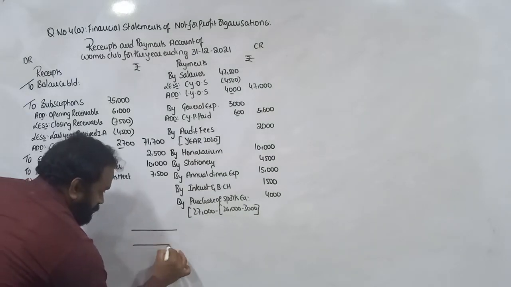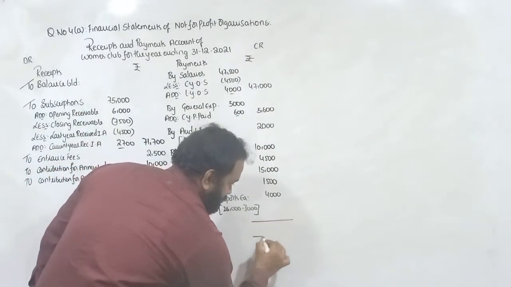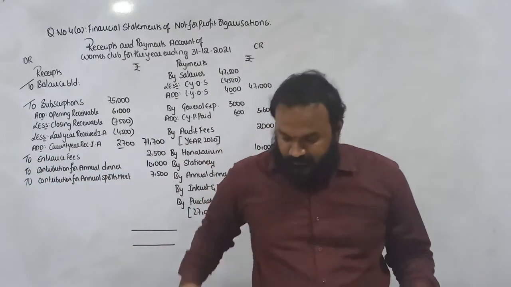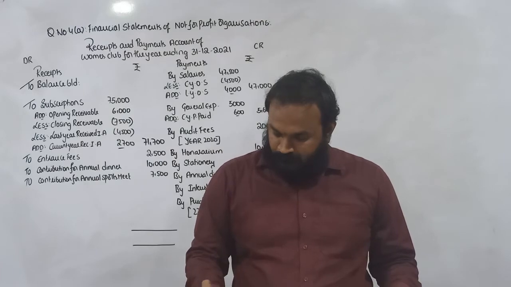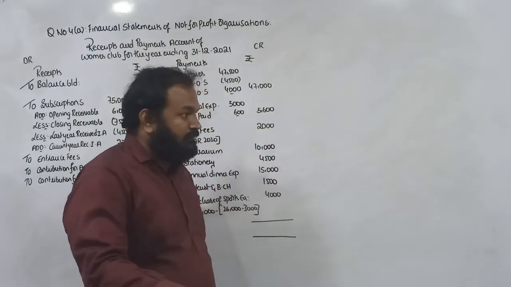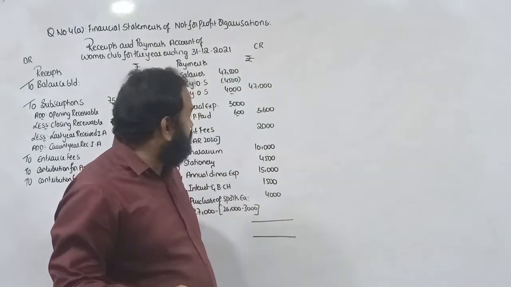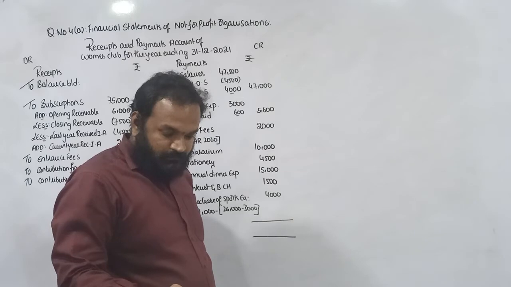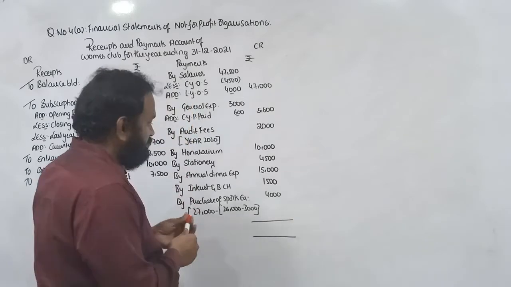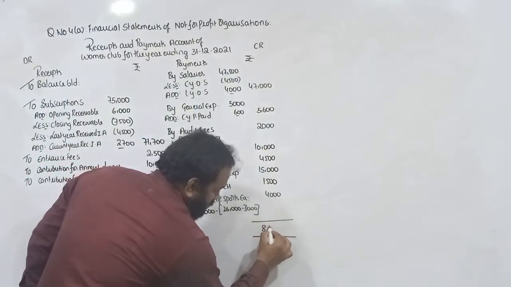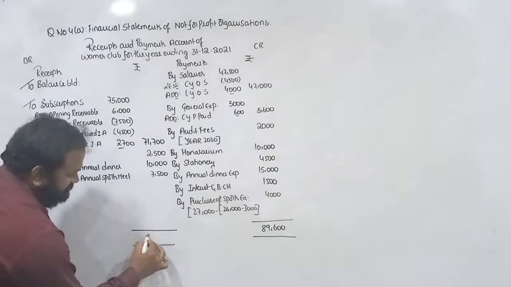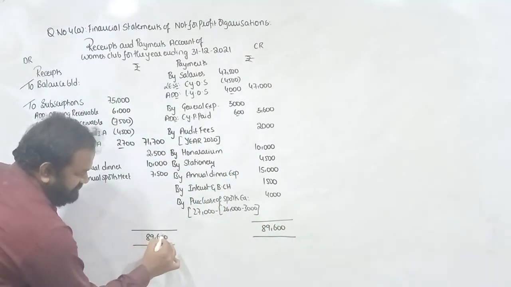So totals, let us do it quickly once. 47,000 plus 5,600 plus 2,000 plus 10,000 plus 4,500 plus 15,000. It's how much? 89,600. Here also 89,600.